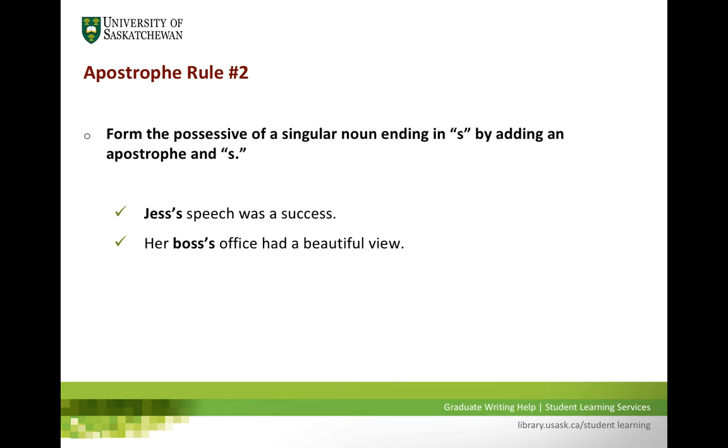So if you listen to these words pronounced, you'd get Jess's, so you can hear that final s after the apostrophe, and boss's. And so I would argue that you do need to have the apostrophe and the s, especially because you can hear that final s.